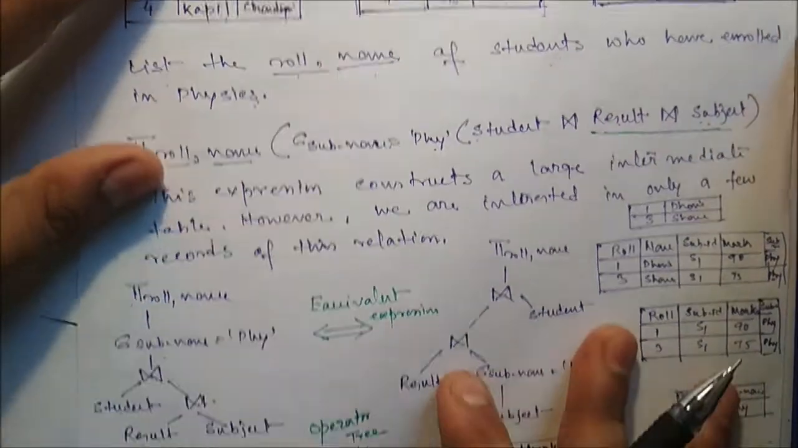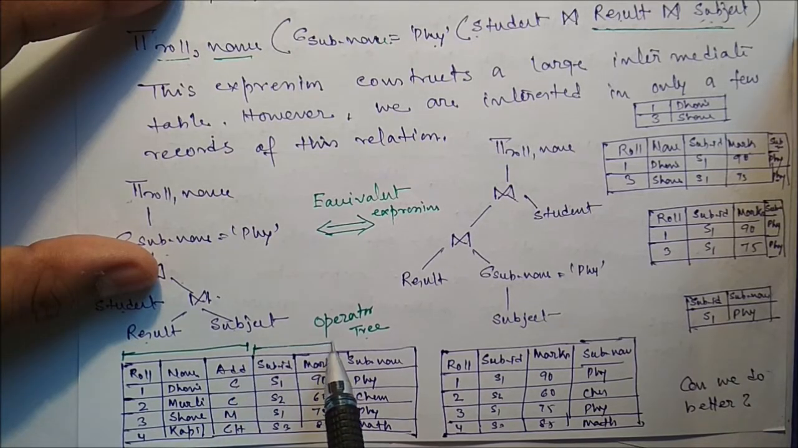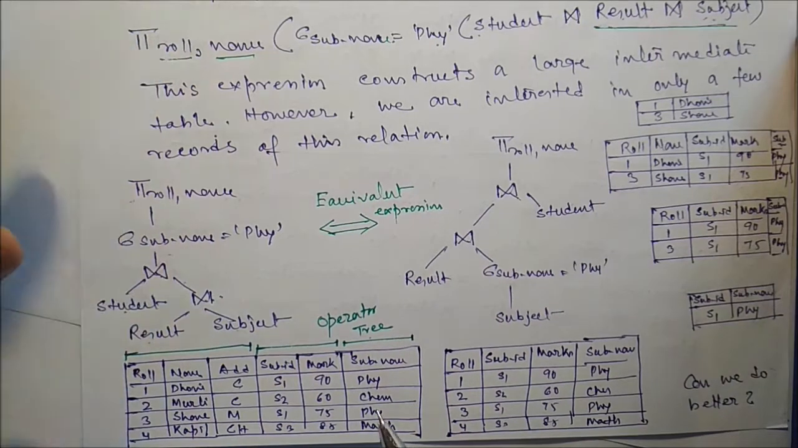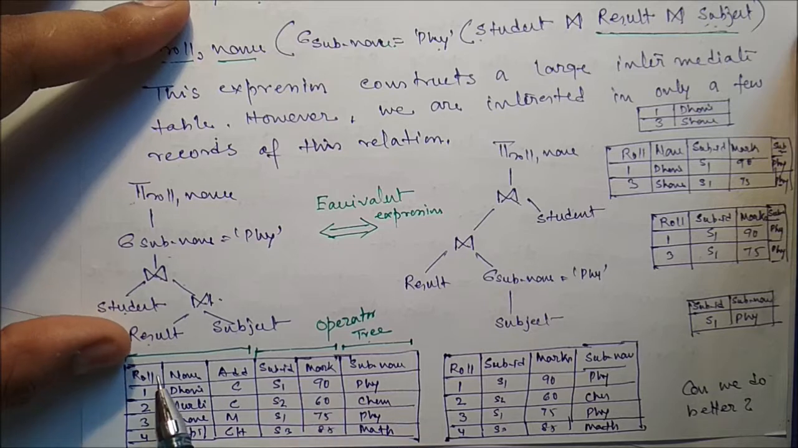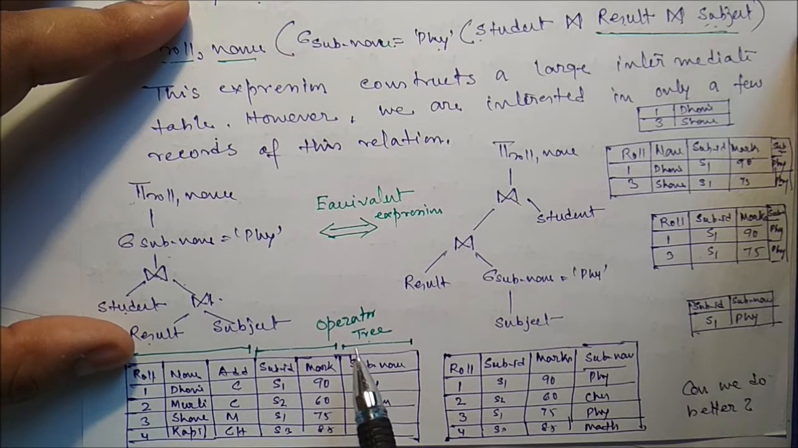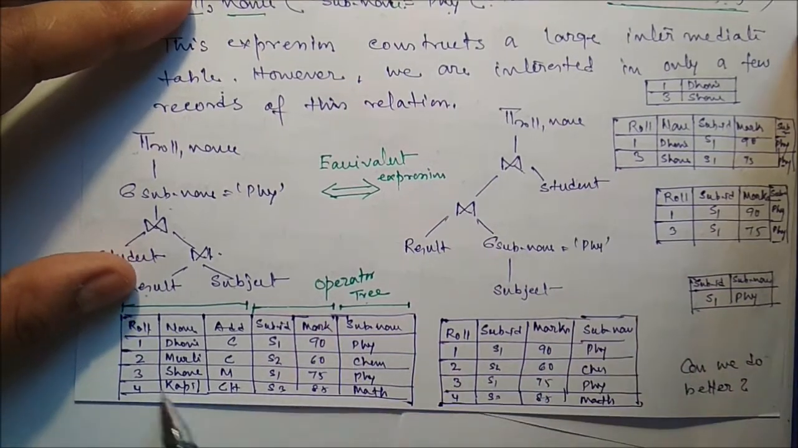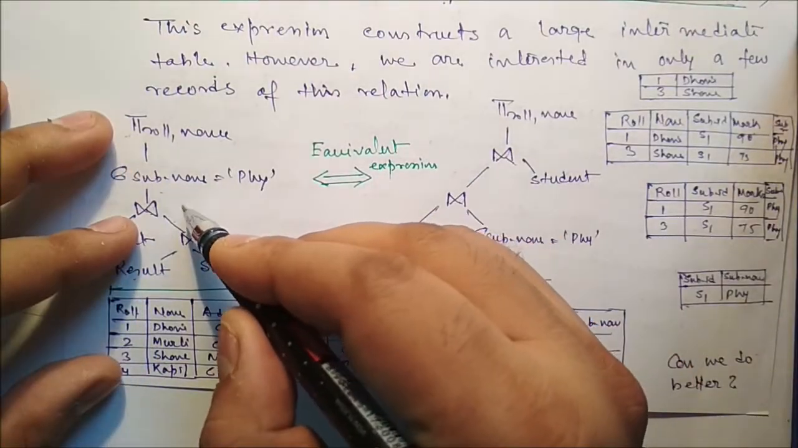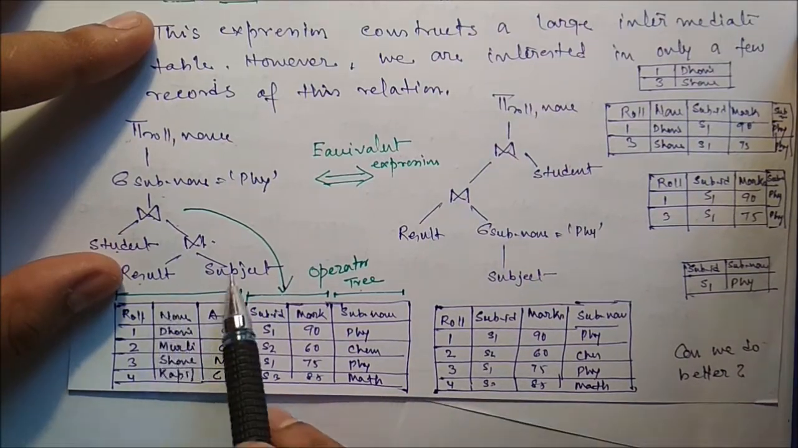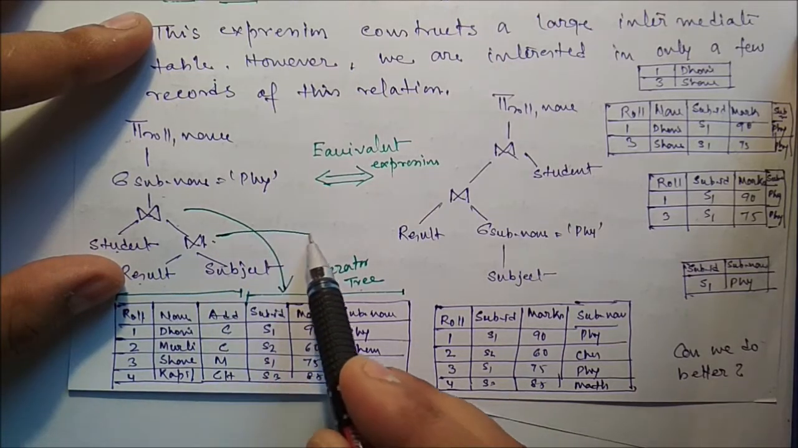You can see here the table where we have merged these three tables. This part is from the student table, this from the result table, and this from the subject table. In the student table, roll number, name and address are there. In result, roll number, subject ID and marks are there. From the subject table, subject ID and subject name are there. So this is one intermediate result. Before that, we have to merge these two tables, and this merging creates this intermediate table.